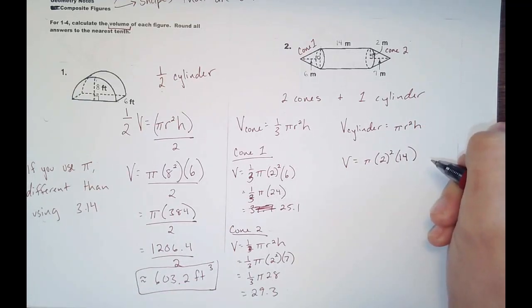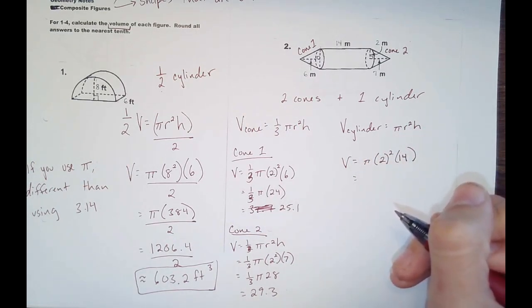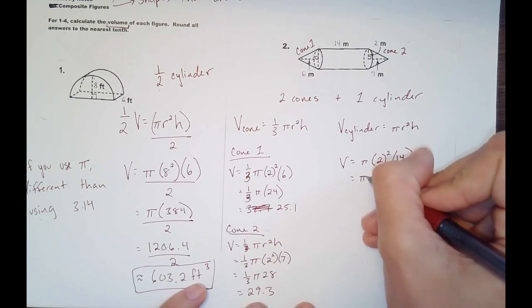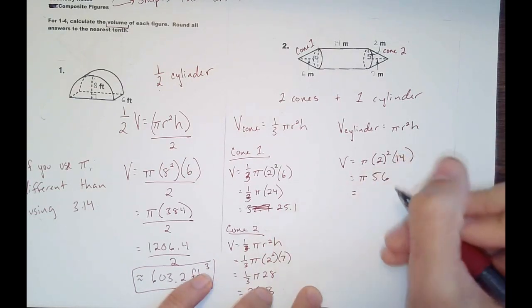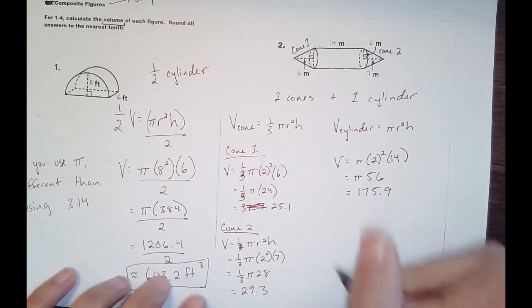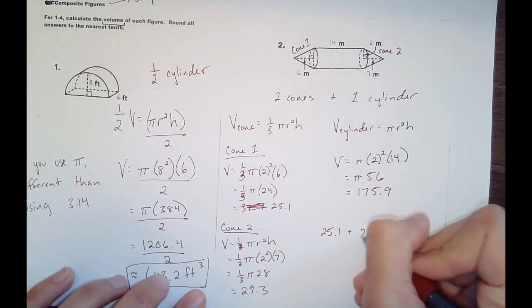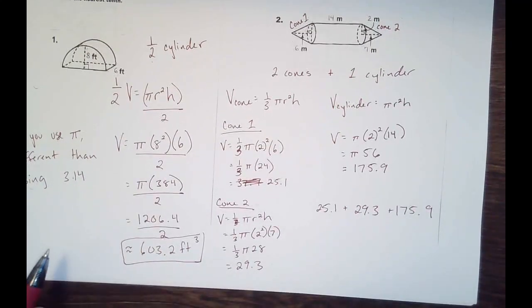We're going to pi times 56, which is about 175.9. So the volume of the whole thing is going to be 25.1 plus 29.3 plus 175.9. Which gives us 230.3, and again it's volume, so it's going to be meters cubed.